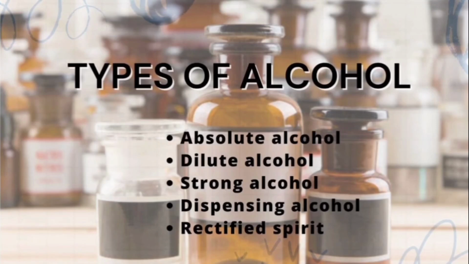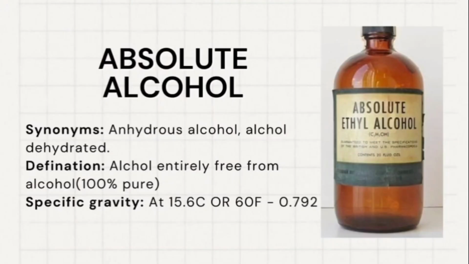Types of alcohol. There are 5 types of alcohol. They are absolute alcohol, strong alcohol, dilute alcohol, dispensing alcohol, and rectified spirit. Absolute alcohol. It is also called anhydrous alcohol or dehydrated alcohol. It is entirely free from water, that is, it is 100% pure. Its specific gravity is 0.792 at 15.6 degrees centigrade.